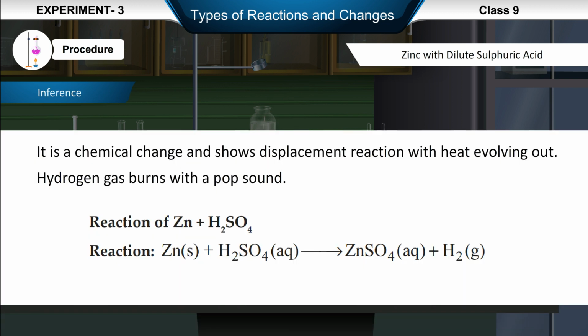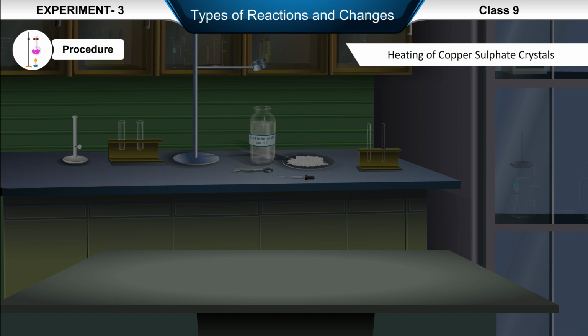Inference: it is a chemical change and shows displacement reaction with heat evolving out. Hydrogen gas burns with a pop sound. Reaction of zinc plus H2SO4. Reaction: zinc, solid state, plus H2SO4, aqueous state, results in ZnSO4, aqueous state, plus H2, gaseous state.